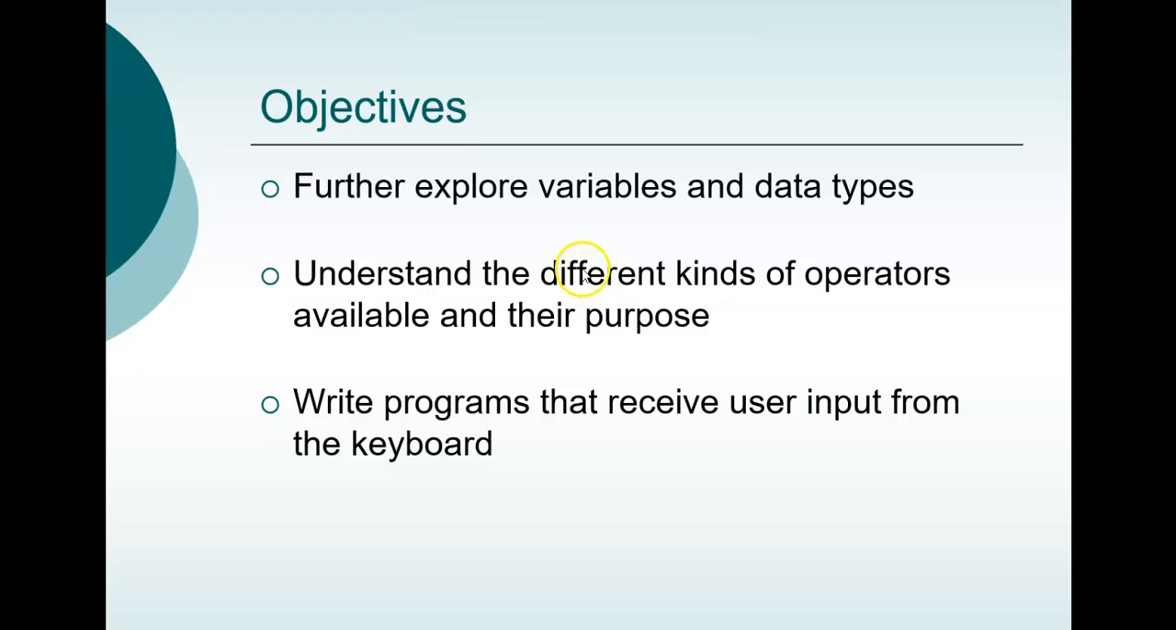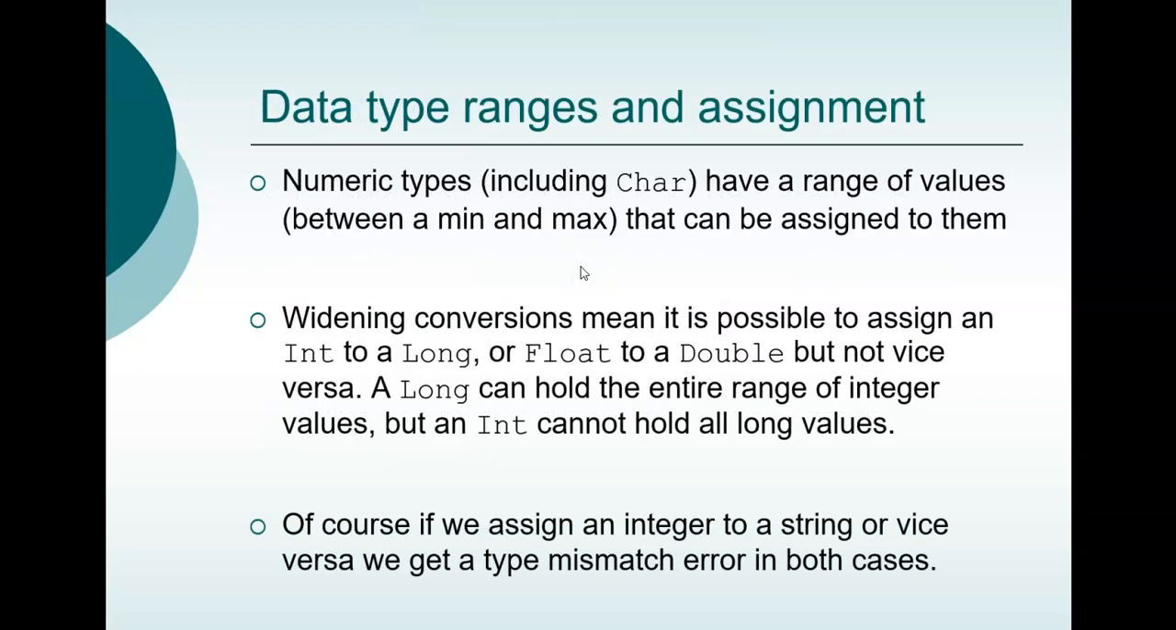Now let's look into data types, ranges, and assignment. As we discussed in the previous lecture, we have numeric types that have a range of values that can be assigned to them. For example, we can assign an integer to a long, or a float to a double, but we cannot assign a long to an integer because the range of values in long is larger than int.